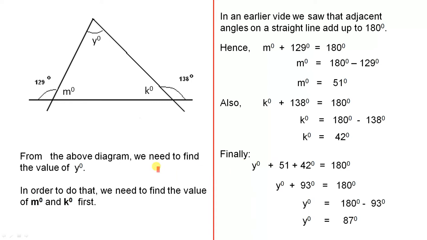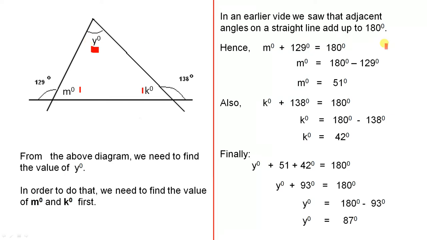From the above diagram, we need to find the value of y. So we're after that letter there. In order to do that, we need to find the value of m and k first. So we have to find that value, and then that value, and that'll enable us to find that value there.